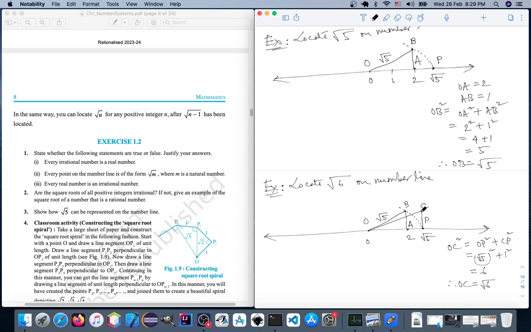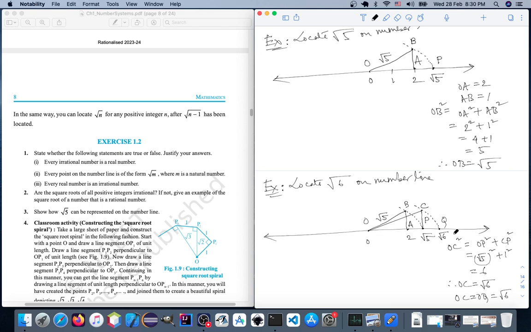Again, similarly, taking O as origin and OC as the radius, we take a compass and draw the arc. And this will intersect the number line at point, say, Q. And OC will be equal to OQ, which is equal to root 6. And therefore, the point Q will represent the irrational number root 6. Using the same concept, you can locate any number root over n.